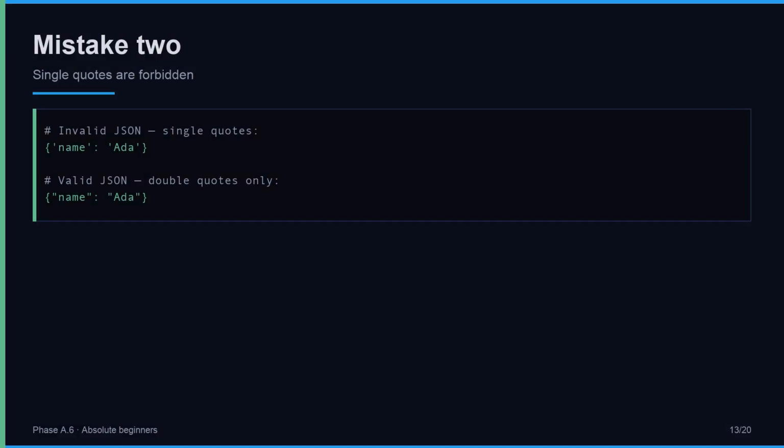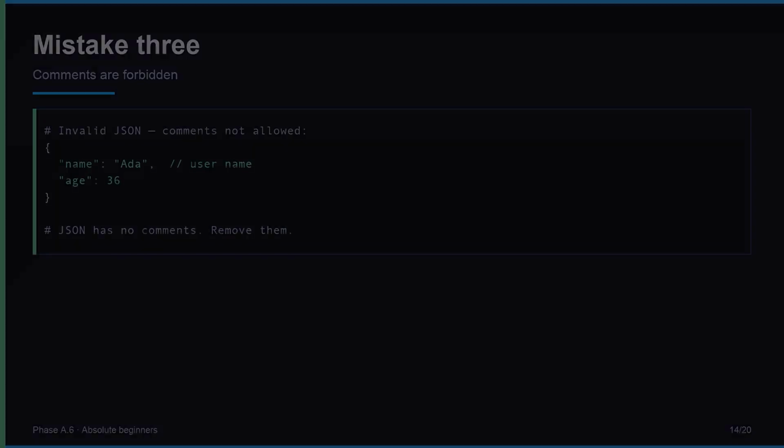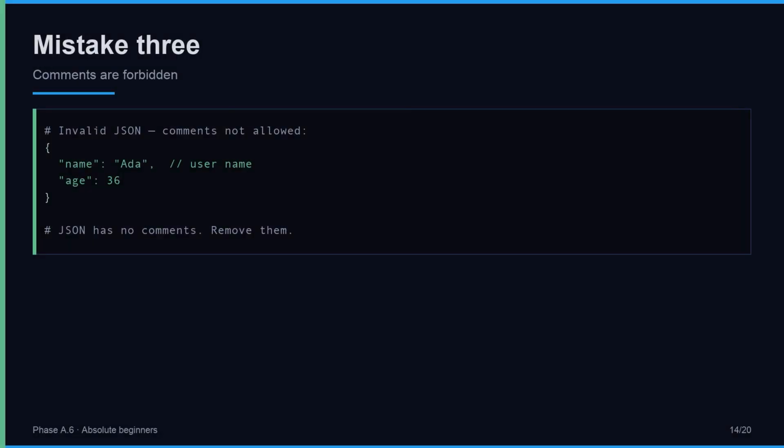Second common mistake: single quotes. In Python, strings can use single or double quotes interchangeably. In JSON, only double quotes are allowed, for strings and for keys. Single quotes cause an immediate parse error. If you build JSON by hand, use double quotes everywhere. Better still, let Python build it for you with the JSON library, which you meet in the next lesson. Double quotes only.